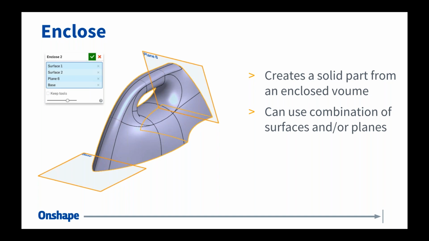Thicken is a bit different, and I'm going to just briefly mention thicken. Thicken has been around since the launch of Onshape, so it's certainly not a new command, but essentially it allows you to select a surface and offset it with a thickness and create a solid out of your surface. Enclose is different because it encloses a volume, which is another common technique, kind of the last step for many of these more advanced shapes. So let's get into it.